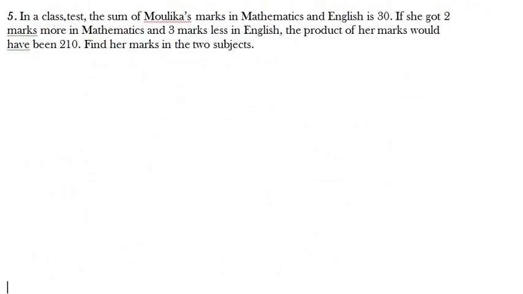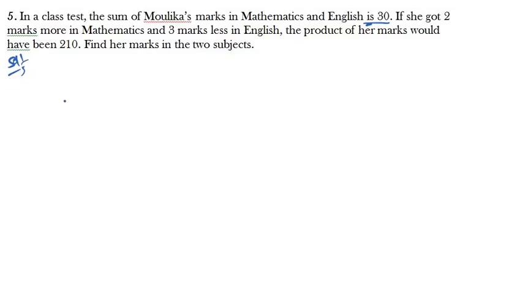Here the fifth one: in a class test, the sum of Monica's marks in mathematics and English is 30. If she got 2 marks more in mathematics and 3 marks less in English, the product of her marks would have been 220. Find her marks in the two subjects.